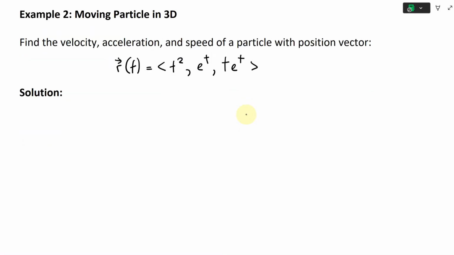So the solution: we take the velocity. The velocity is going to be the derivative of the position vector r of t, so we put this all inside. It's going to be t squared, whose derivative is 2t. Then e to the t: that's a special property of the exponential number e, e to the power of t.